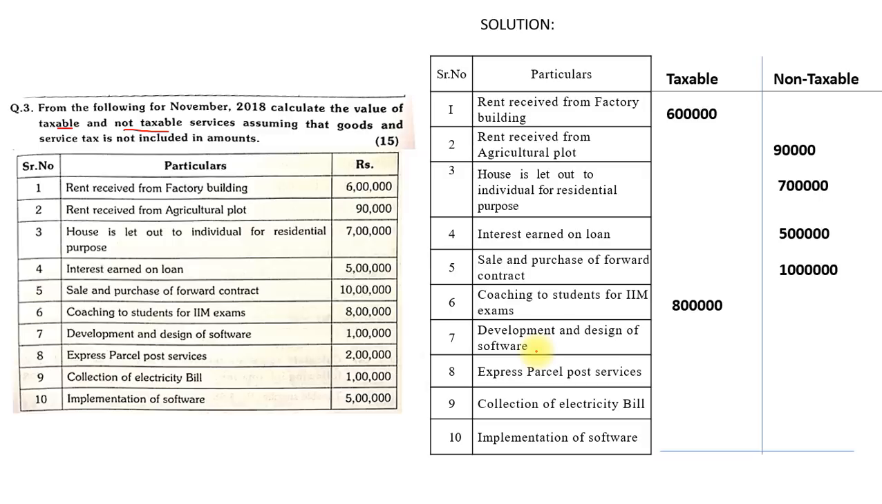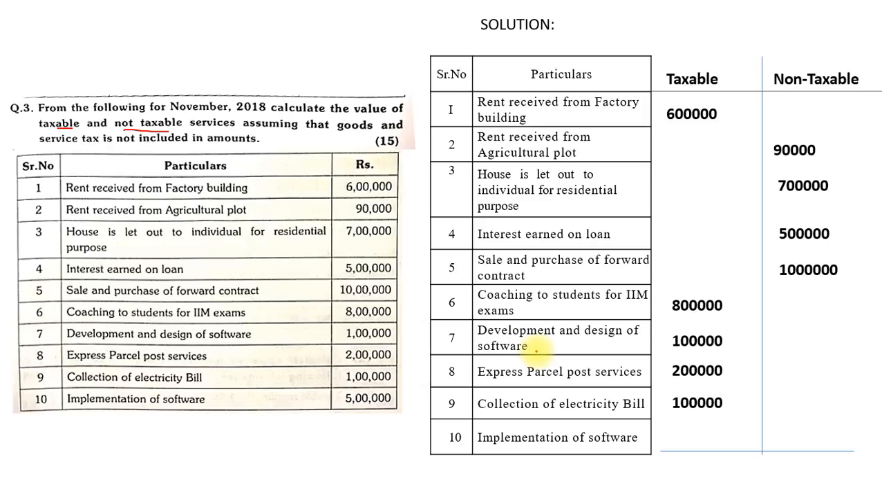Now, software is IT based. Anything which is a software or IT related service is purely taxable. Next, express parcel post service. See, normal post service is exempted, but express parcel is like a luxury service that you have demanded. Anything luxurious will be taxable. Collection of electricity bill: yes, it is a service being provided, so it is taxable.